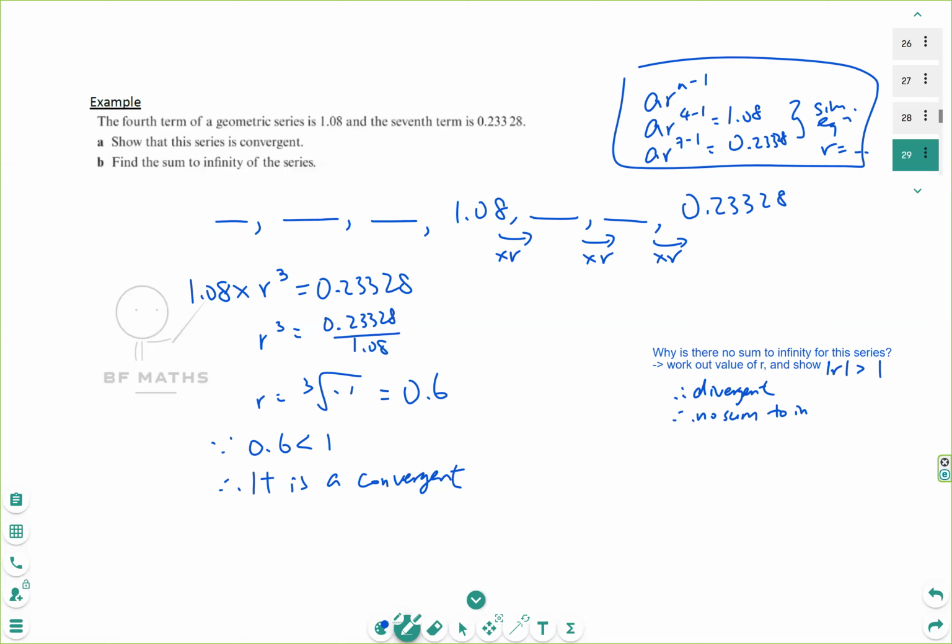Now, this has happened before, so it has been asked before, so that's why I want to make sure. I can't spell infinity. But in this case, they want to show it is convergent. So convergent means the modulus of R has to be less than 1. Part B, find the sum to infinity.